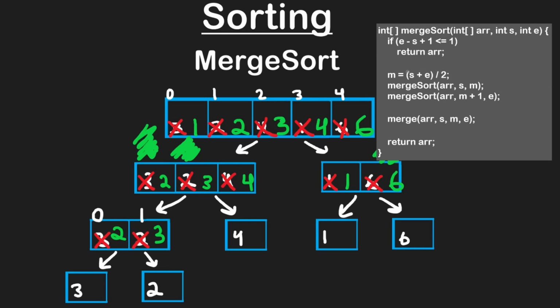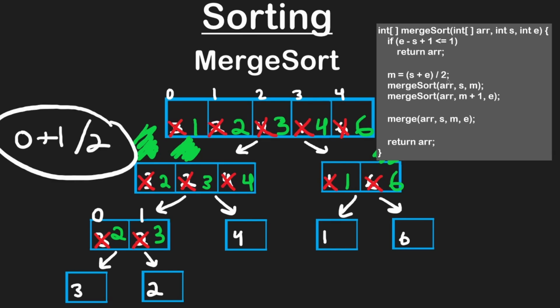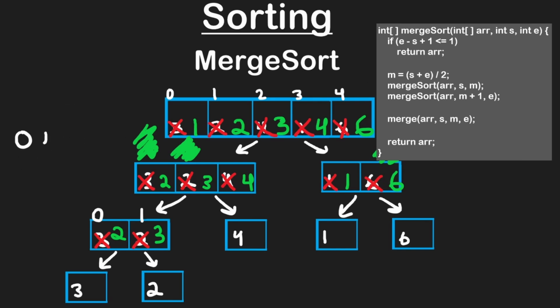So what we have to do is calculate the middle index between these two. We take the starting plus the ending and divide it by 2. So 0 plus 1 divided by 2. Most programming languages will round down, and that's what we want to do. So 1 divided by 2 evaluates to 0. So we're going to say the middle index is 0. This is the middle index.